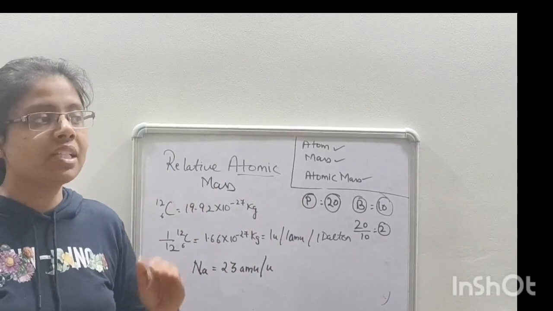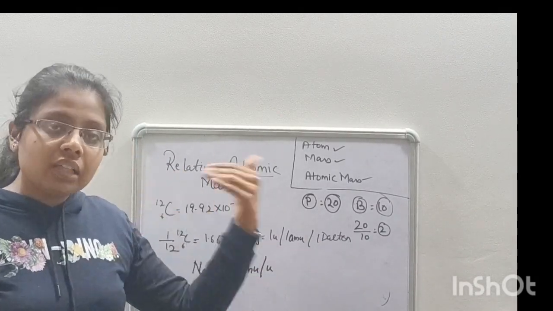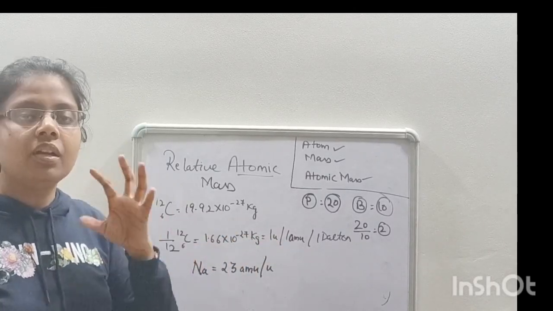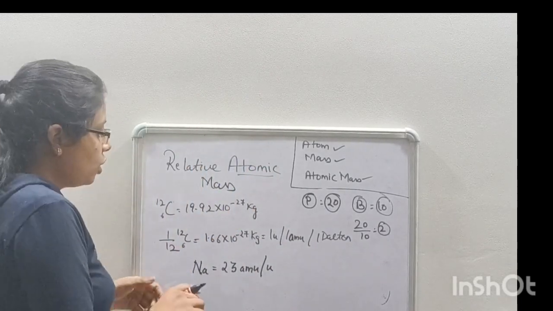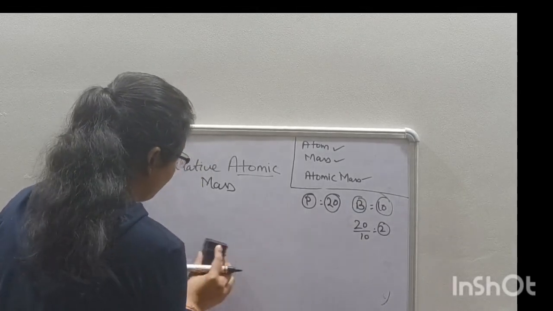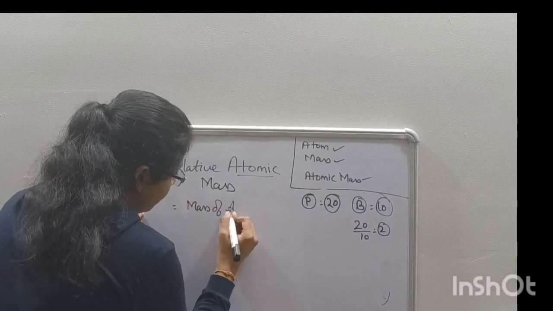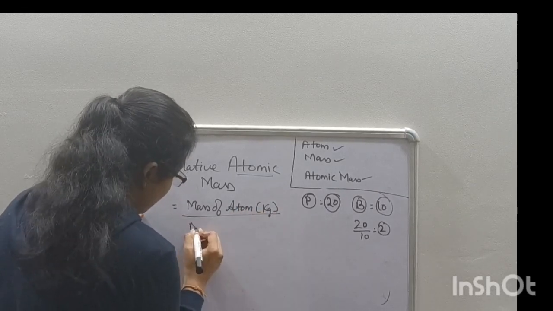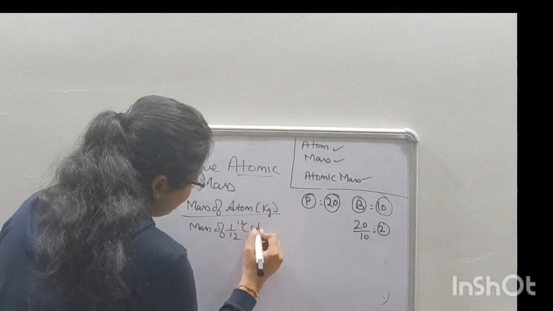In relative atomic mass, it is not required to calculate the actual atomic mass. We will consider the other atomic masses by comparing them with 1/12 of the carbon atom. We will represent the relative atomic mass, not the actual atomic masses. So now I will write the actual formula of relative atomic mass. Relative atomic mass is the mass of an atom, which would be represented in kgs as well, divided by the mass of 1/12 of the carbon 12 atom.